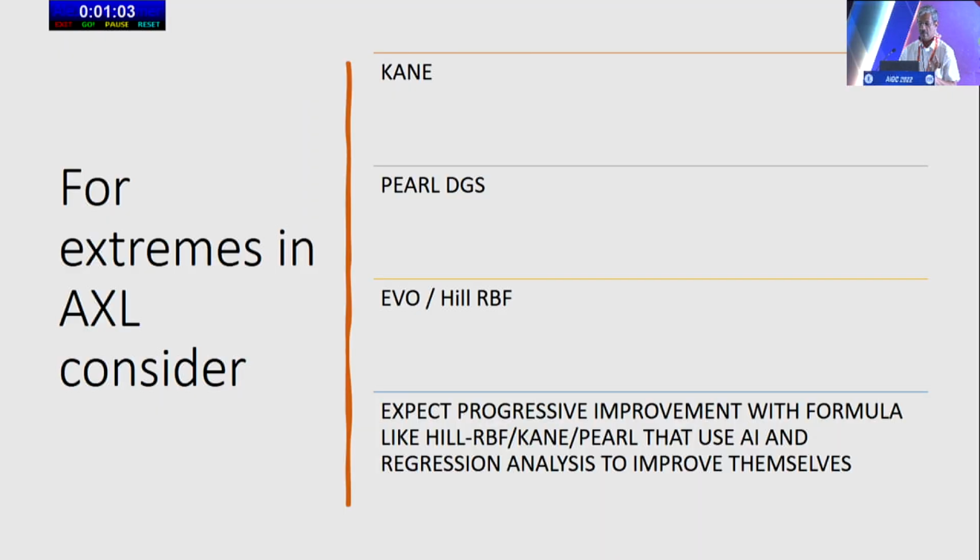So in conclusion, in extremes of axial length and corneal measurement, please think of using Kane for high myopia. Consider Pearl DGS for very short eyes. Think of Evo and Hill RBF. Hill RBF gives you the boundary zones and tells you whether your formula is correct or just guessing. And we can all expect incremental progressive improvement in the current generation of formulas, which use regression analysis and artificial intelligence to improve themselves. Thank you.